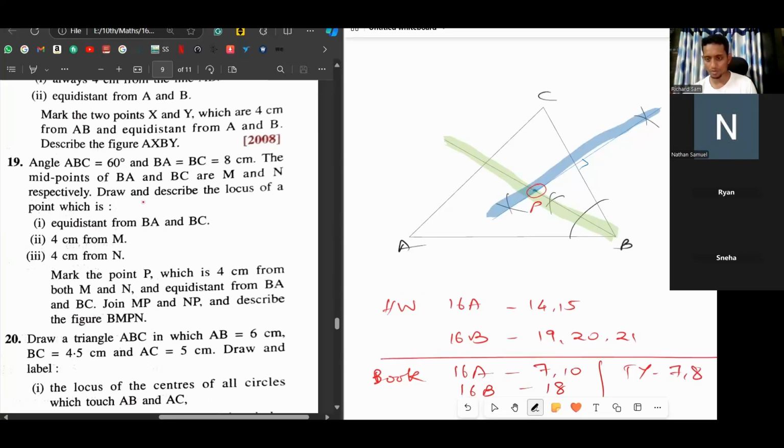Okay, from the textbook, you do these questions. Mark this. This top one is from my book if you're using that. Otherwise, if you're using your textbook, these are the questions.